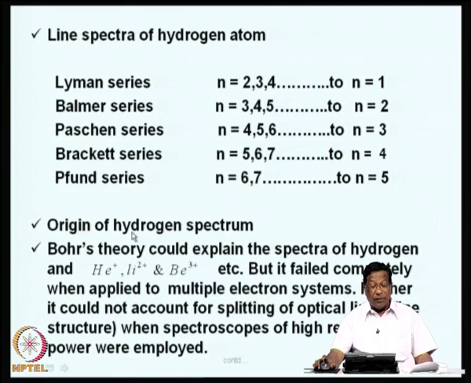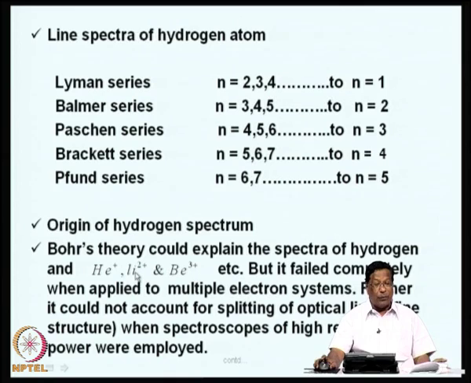So, Bohr's theory could explain the spectra of hydrogen and simple species like helium plus, lithium 2 plus, beryllium 3 plus. That means essentially one-electron systems. Hydrogen has one proton, one electron, no neutron. Helium plus has one electron, because the normal charge of helium is 2, and helium plus has 1 charge less than that. So, it is essentially like a hydrogen atom.